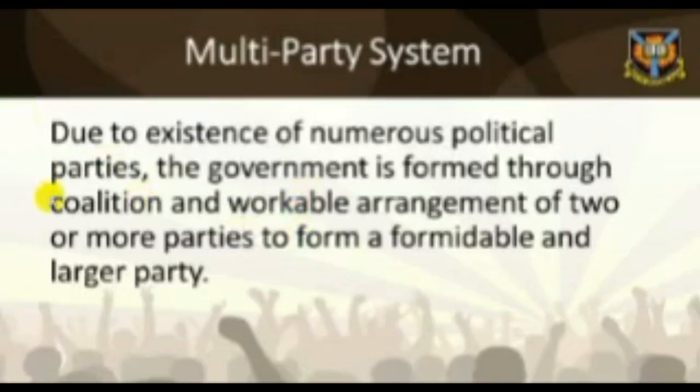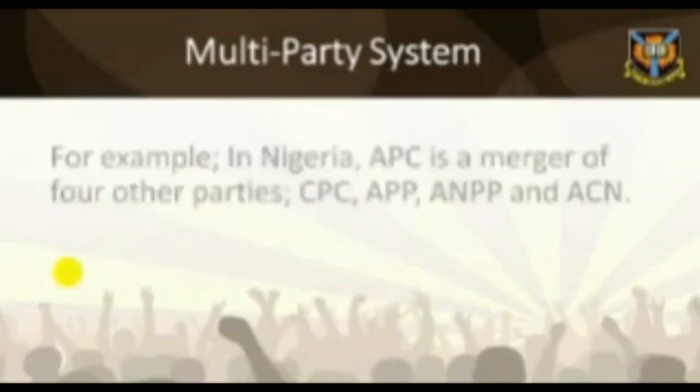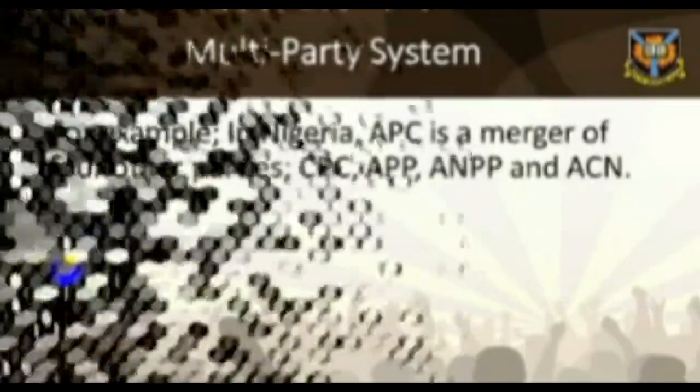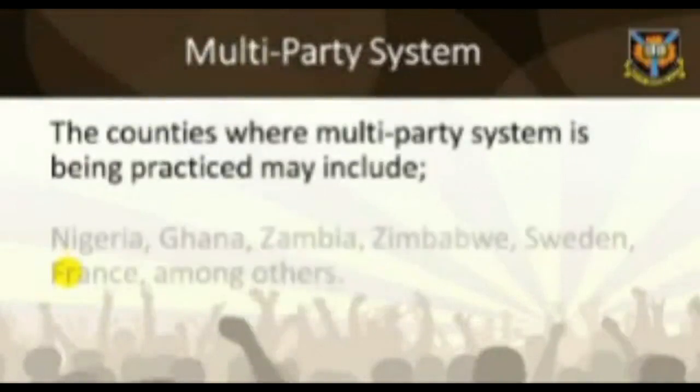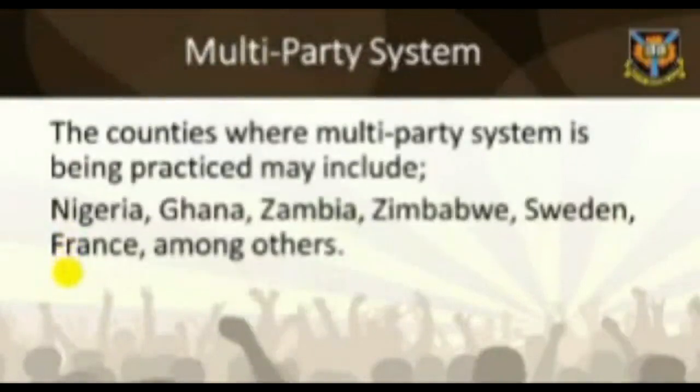This is often done where we have parties in which none of them has majority support among the electorates, that is, sufficient enough to achieve electoral victory. The countries where multi-party system is being practiced include Nigeria, Ghana, Zambia, Zimbabwe, Sweden, France, among others.